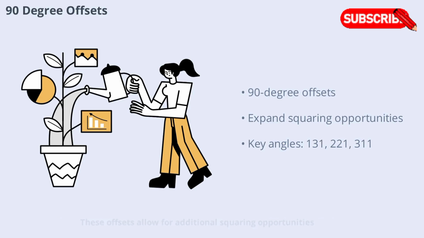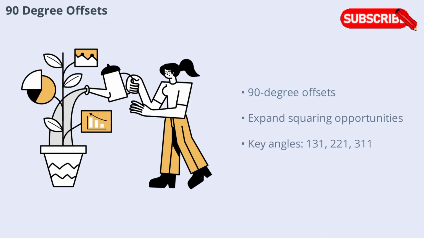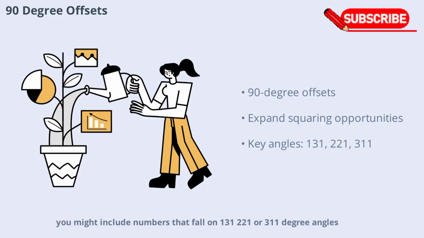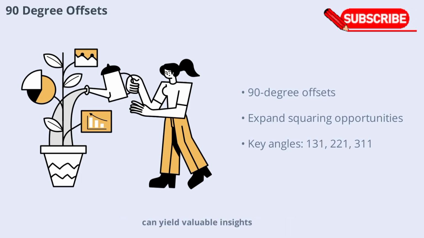Analysis becomes more complex when you add 90-degree offsets. These offsets allow for additional squaring opportunities, expanding the list of price ranges that can align with time. For example, you might include numbers that fall on 131, 221, or 311-degree angles. Even a shorter list, focusing on the 180-degree offset at 221 degrees, can yield valuable insight.